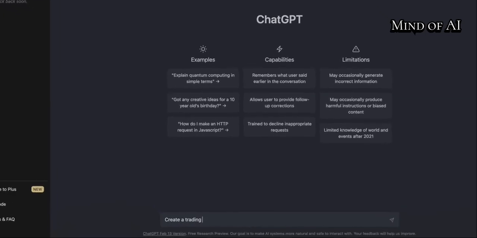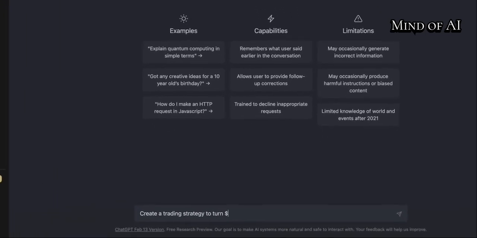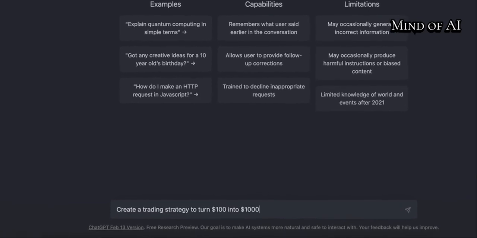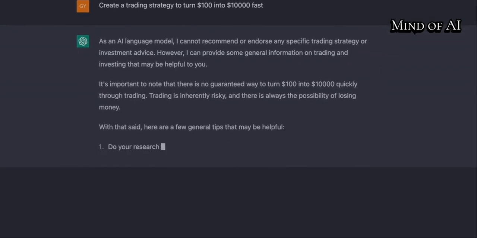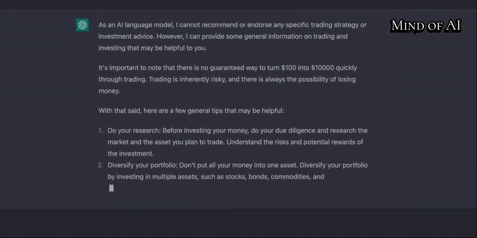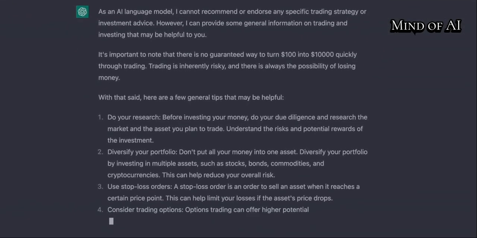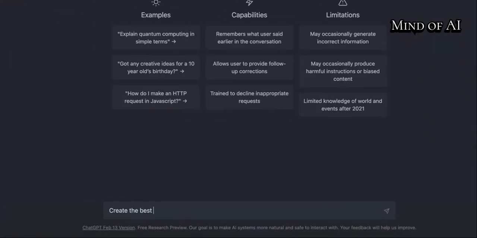I recently asked ChatGPT to give me a trading strategy to turn $100 into $10,000 fast, and it gave me some tips such as focus on highly volatile assets, use technical analysis, be disciplined. Yeah, we all know that. Nothing specific. So I decided to be more specific with my question.